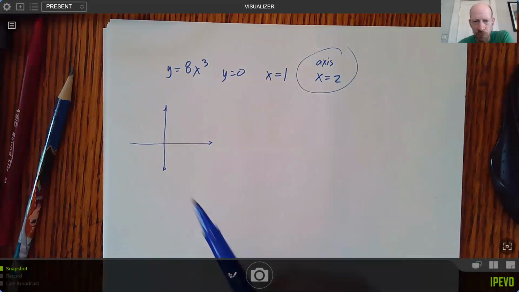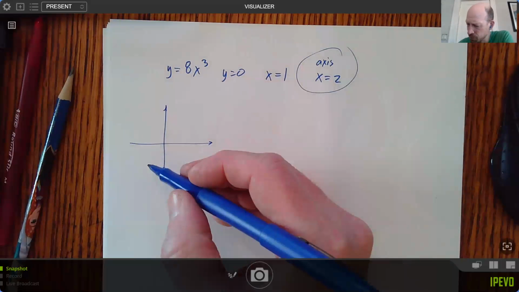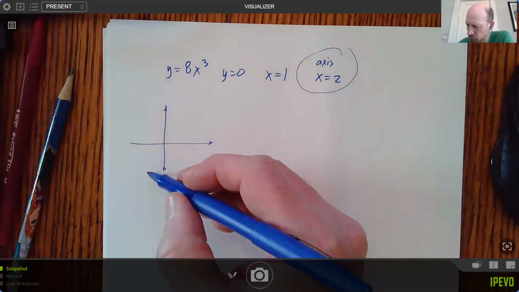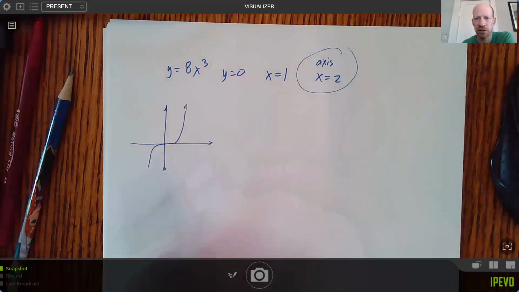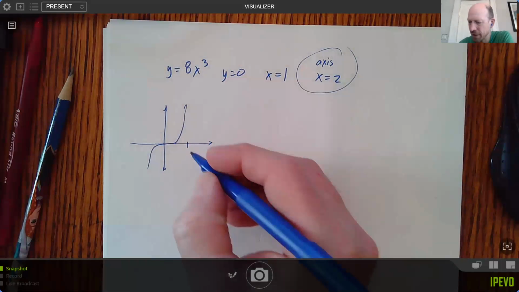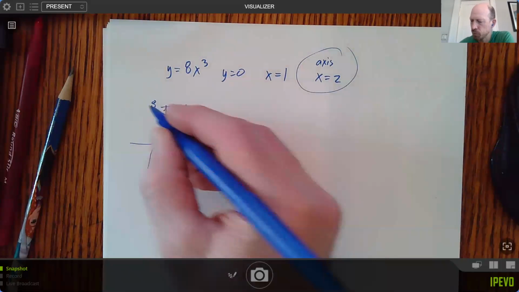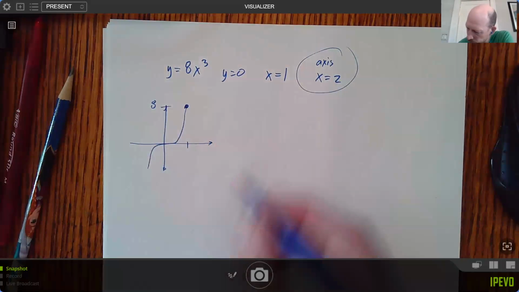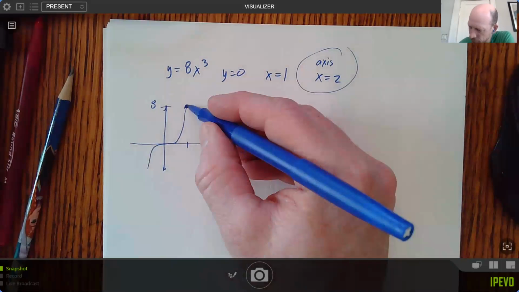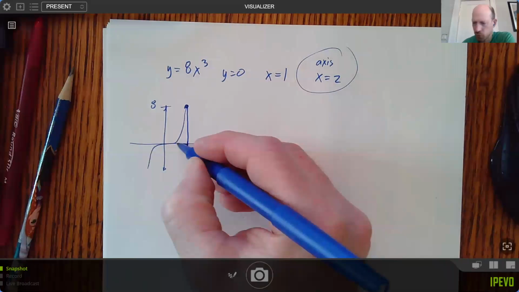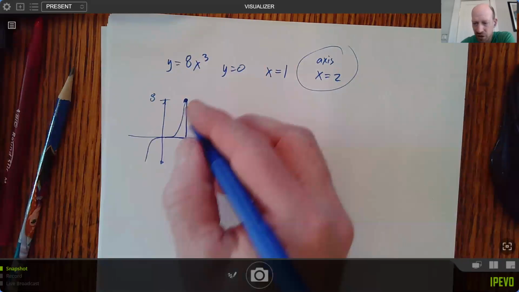So y equals 8x cubed is just an x cubed function that's been sort of stretched by 8. So when x equals 1, we're up here at 8. X equals 1 is one line, and y equals 0 is the other line. So this is the region I'm interested in.